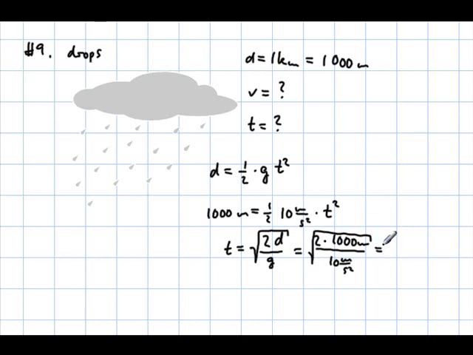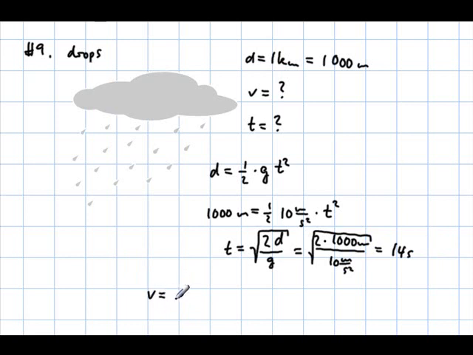1,000 divided by 10 is 100, times 2 is 200, square root of 200, do that on the side, you come up with 14 point something. I round it to 14. And then it's meters divided by meters, and then the second squared in the denominator appears in the numerator. Take the square root of second squared, that's just seconds. So 14 seconds, and now we're ready to determine what the velocity is.